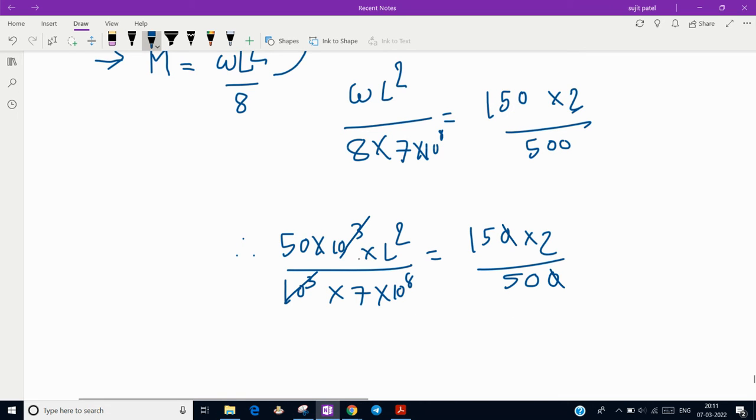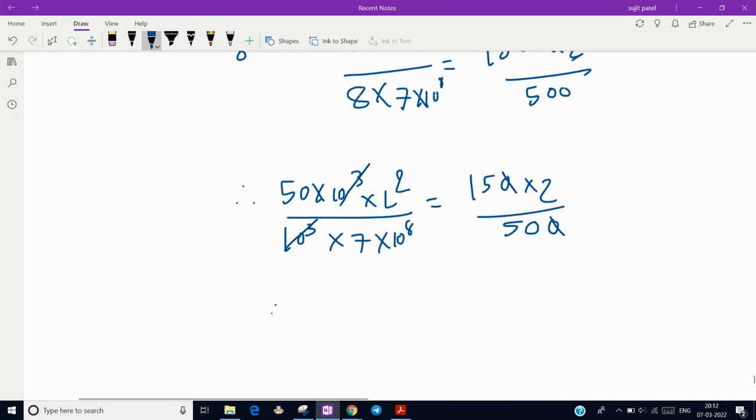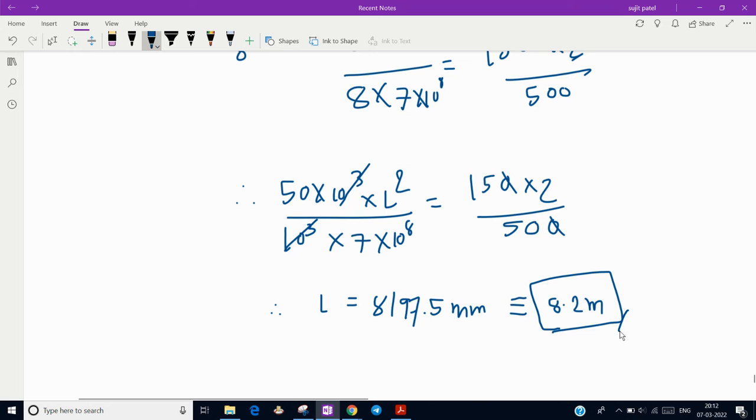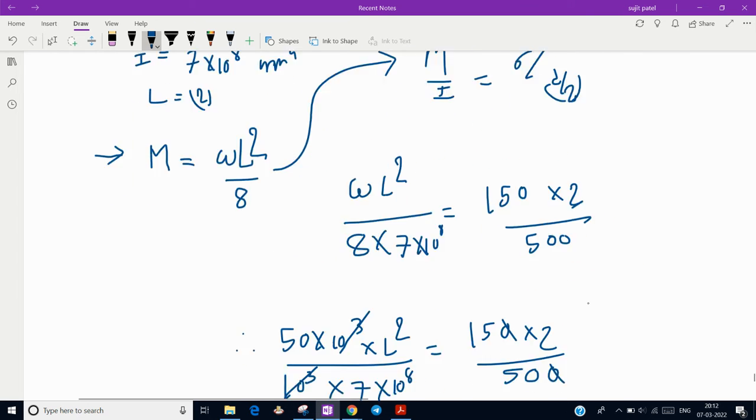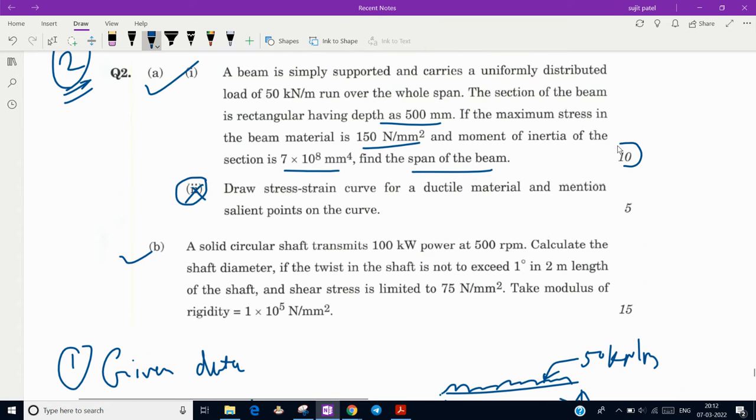The remaining thing you can solve easily by calculator. When you solve this and take the square root, you will find L is equal to 8197.5 mm. But you have to write the answer in meter. Whenever in the exam there is a length to find, we have to write it in meter. So it is 8.2 meter. So this is the answer of the first question. Very easy question, you will get 10 marks easily.